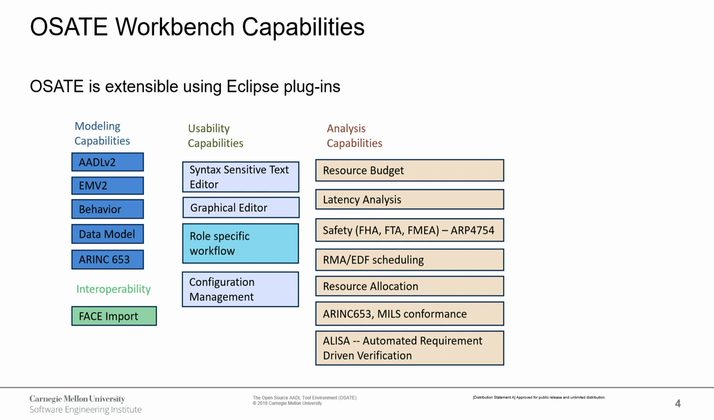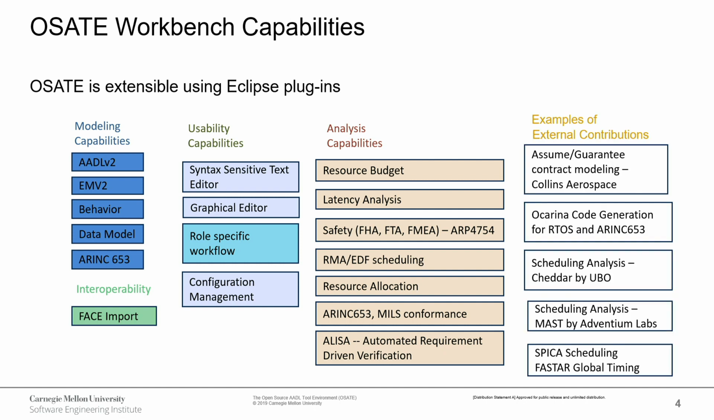And OSATE comes with all types of analysis capabilities for scheduling, for latency analysis, conformance to some specific design patterns, and the complete AADL ecosystem is providing additional capabilities along those lines. And some examples of external contributions by a few partners that will be highlighted today relate, for instance, to assume-guarantee contract modeling from Collins, code generation, scheduling analysis, or generation of schedule tables for avionics systems. All of that is made possible because of the openness of the OSATE architecture.